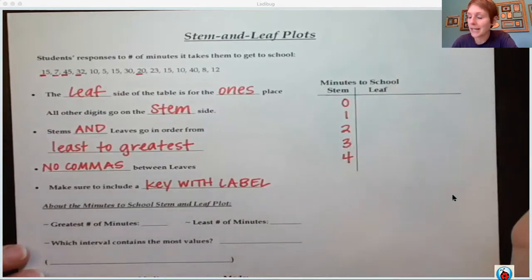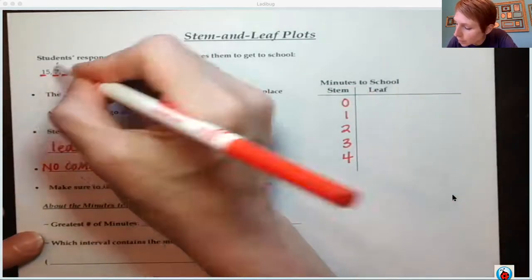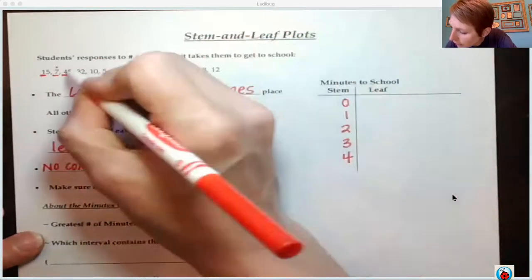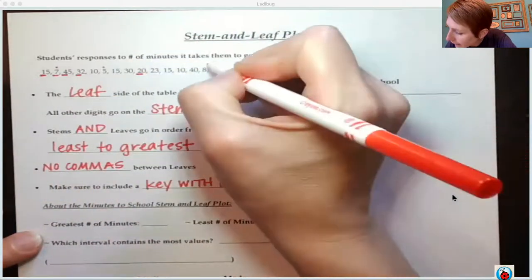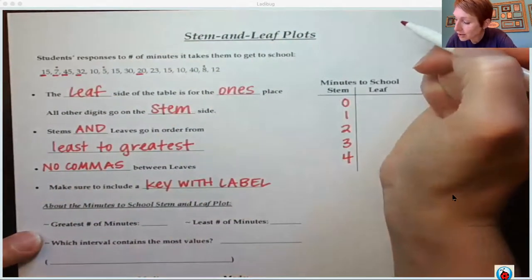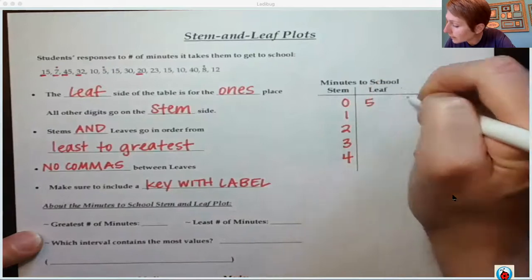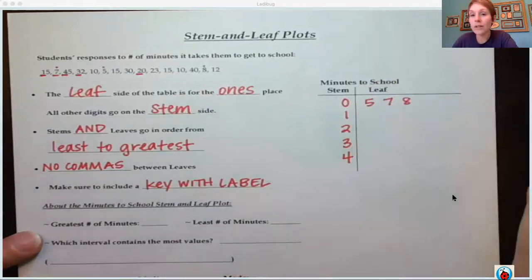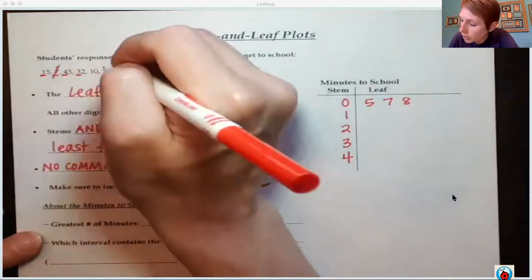Now I go back to my data and I find all the pieces of data that have a 0 in the tens place, and I list those least to greatest. So first I'm just gonna go through and I'm gonna put a dot above each one. I have a 7, a 5, and an 8. Well, least to greatest, that would be 5, 7, 8. So notice I left a little bit of space between them. I didn't smush them right up together, but I did not use commas. So now let's cross those guys out.